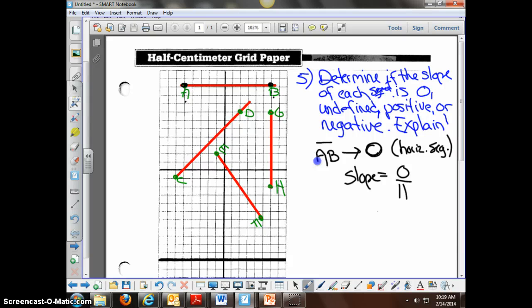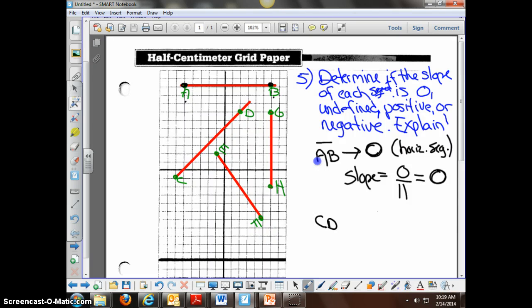0 over 11. If you do that on your calculator, or if you just know that anything with 0 in the numerator is what? 0. So your actual proof, besides the fact that you know a horizontal line has a slope of 0, is 0 divided by 11, the rise over the run. Okay? Questions, comments? You guys good? Okay, let's go to CD.